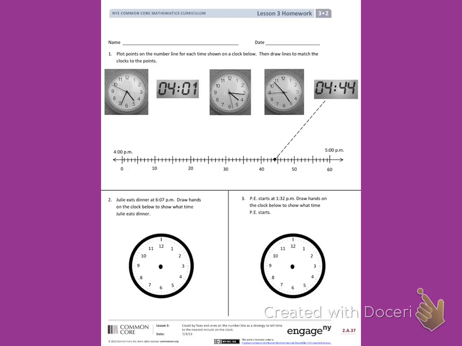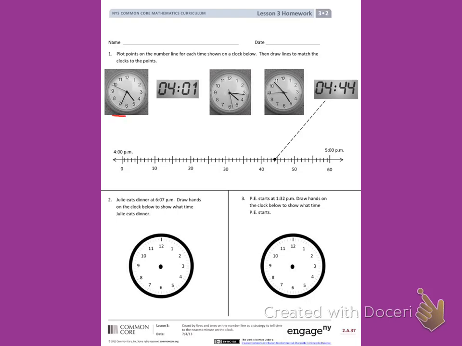Welcome to Module 2, Lesson 3. Count by fives and ones on the number line as a strategy to tell time to the nearest minute on the clock. Let's look at number 1. Number 1 says plot points on the number line for each time shown on a clock below. Then draw lines to match the clocks to the points.